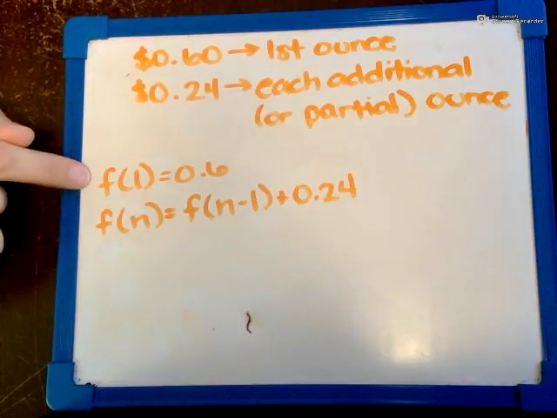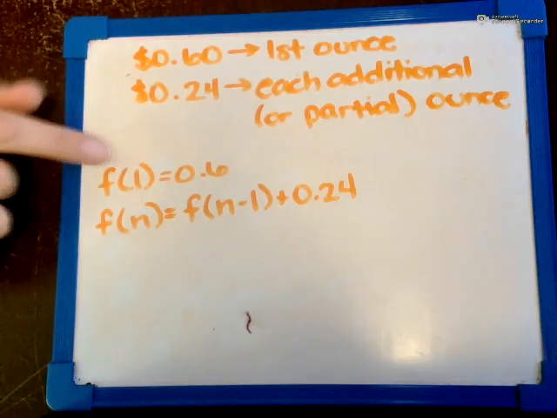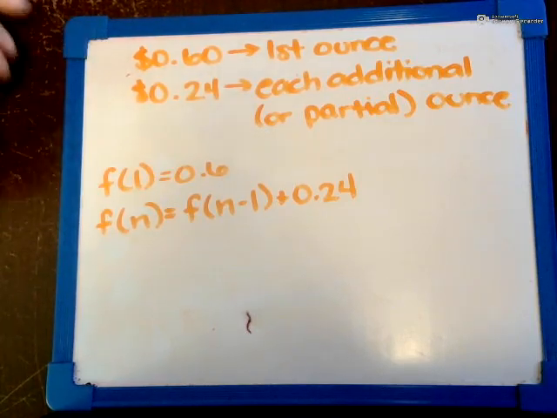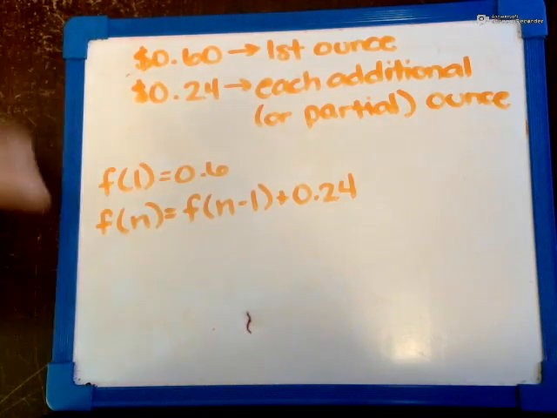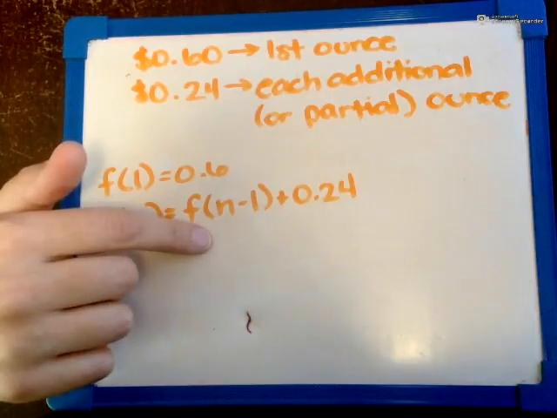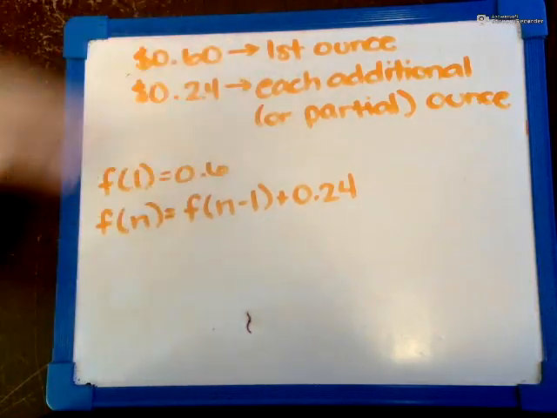This makes sense. This is the formula for the first ounce. F of 1 is equal to 0.6 because for the first ounce they charge 60 cents. I got that. I'm good. Okay. For each additional ounce, f of n is equal to f of n minus 1 plus 0.24.